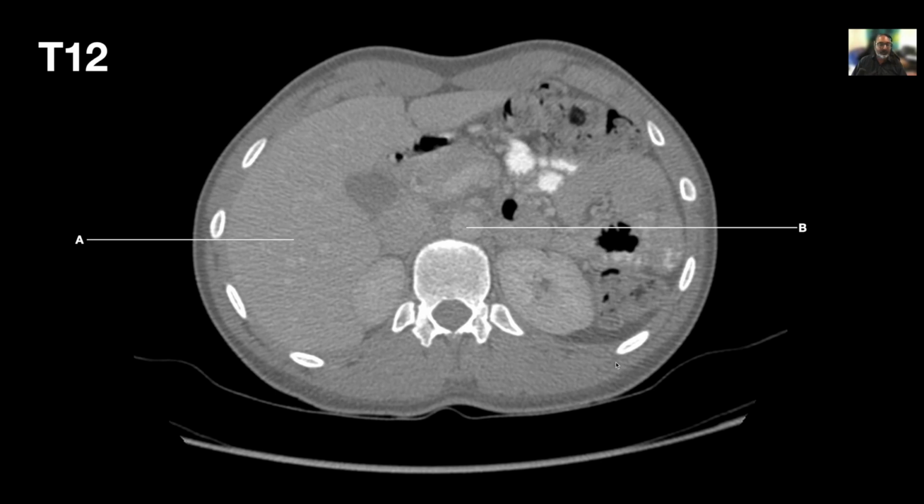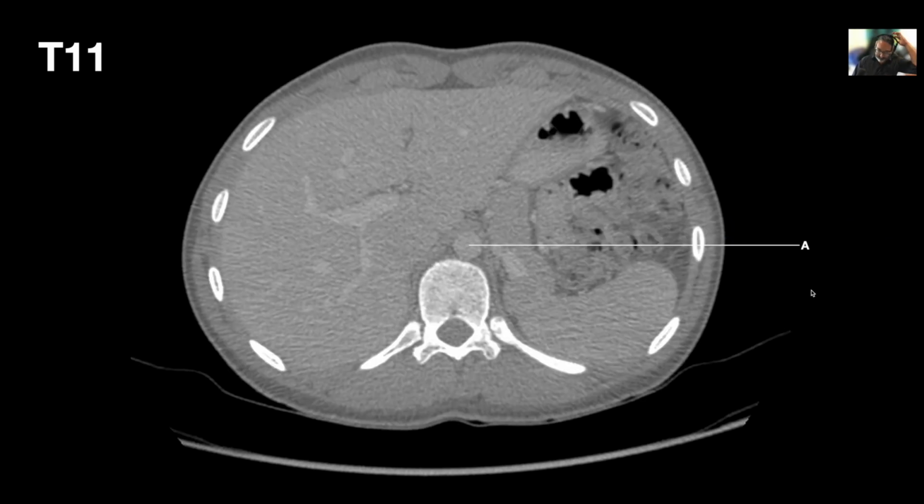Can you see this well? Okay, let's start from all the way up here at the level of T12. What is A and what is B? A is the liver, absolutely. Descending or abdominal aorta is also all right. Okay, good job. Next one.